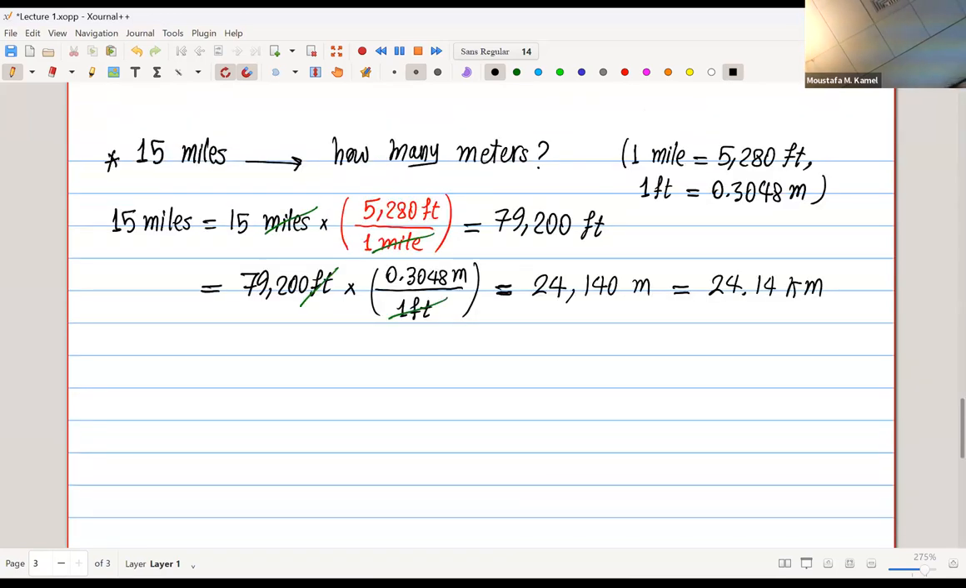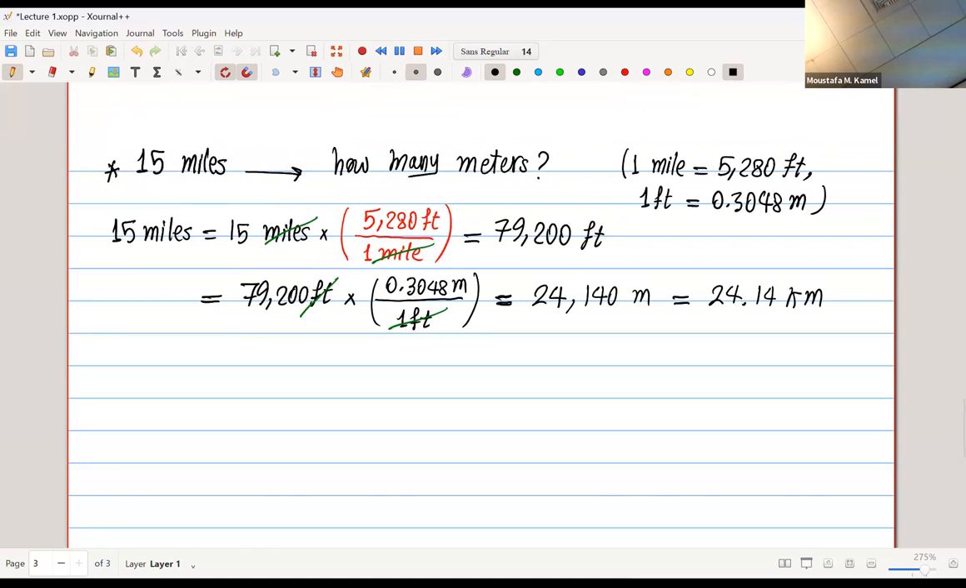Okay, so this is the trick. You just write down the conversion factors and place the units you want to cancel in opposite order. So if you want to cancel the unit in the numerator, you put the same unit in the denominator and have the equivalent unit you want to go to.